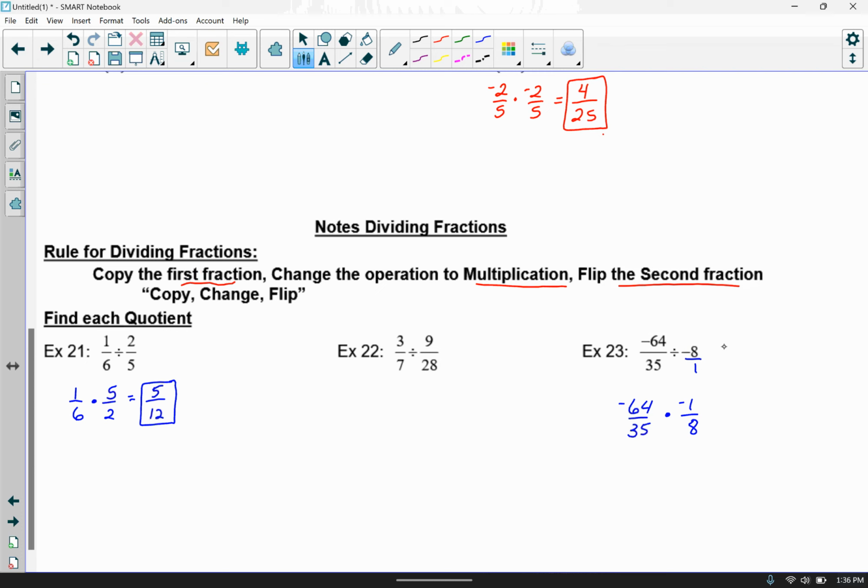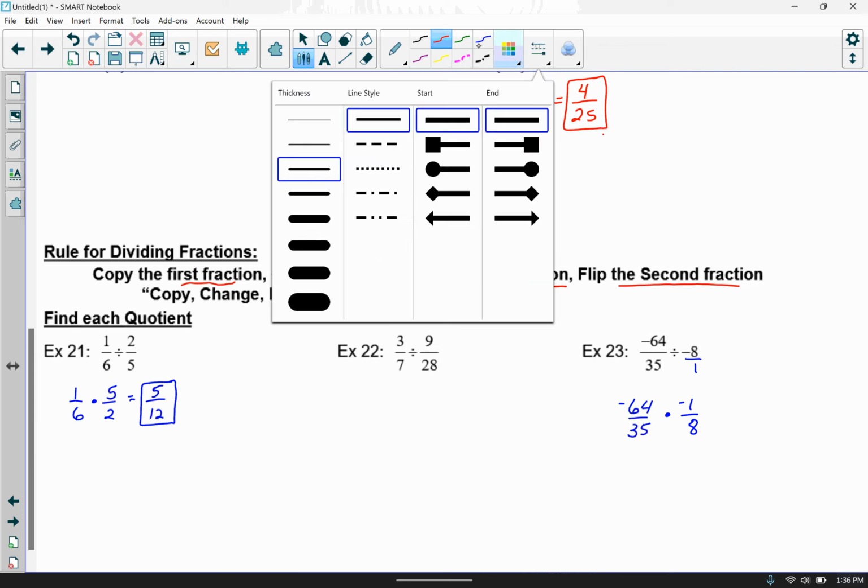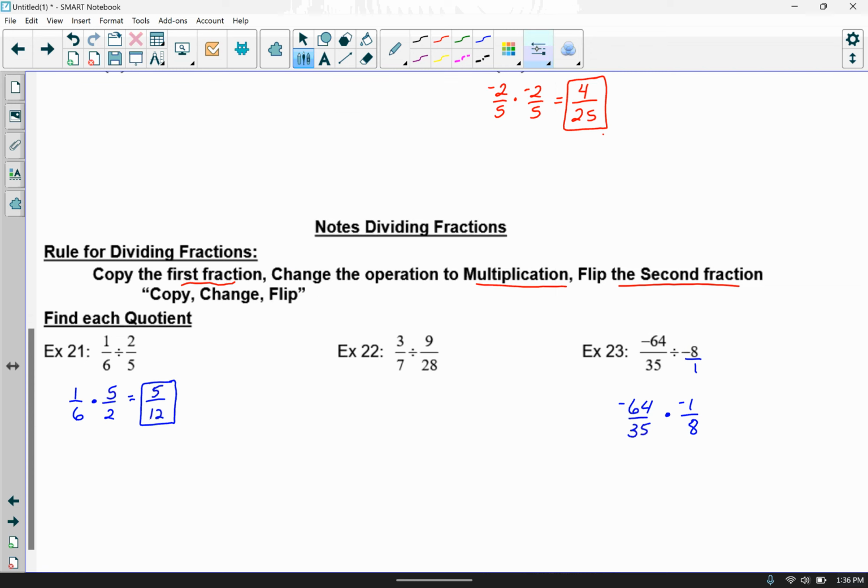Now from here, I can do some canceling. 8 and 64 both have an 8 in common. So I'm going to divide them both by 8. 8 divided by 8 is 1. 64 divided by 8 is 8. Now I'm going to look at this, and this would be like a negative 8 now. So negative 8 times negative 1 would give me a positive 8. And then on the bottom, 35 times 1, 35. So 8 over 35 would be your final answer. Okay. All right. That's the end of that section.